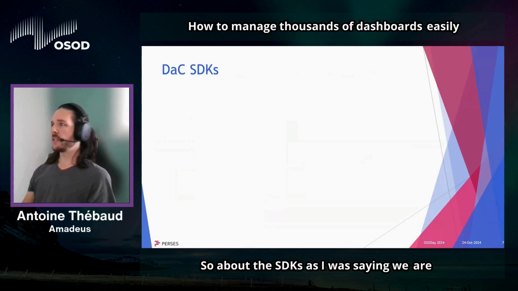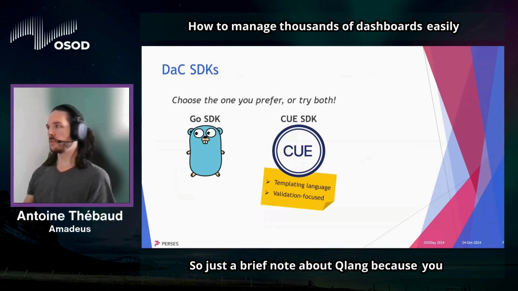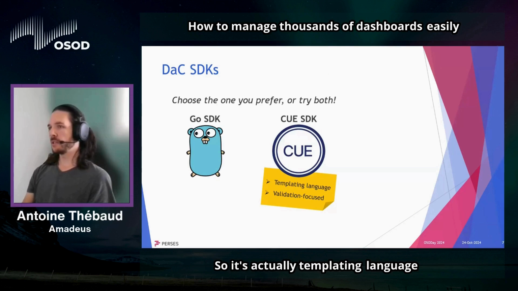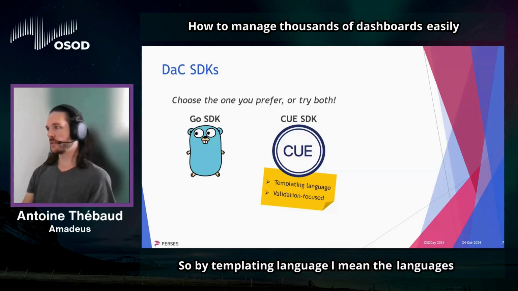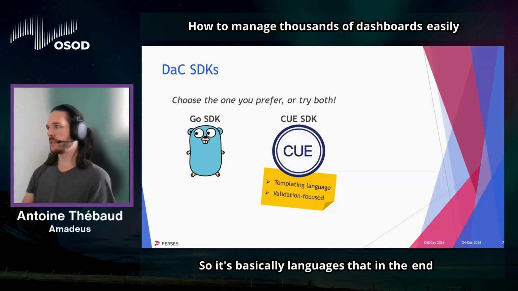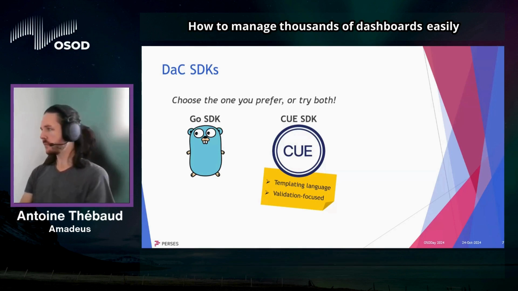So about the SDKs, as I was saying, we are providing two different ones: one in Golang and one in Qlang. Just a brief note about Qlang, because you may not be aware of it. It's not that popular yet. It's actually a templating language. By templating language, I mean languages like Jsonnet or Helm, if you're familiar with them. Basically, languages that in the end generate JSON or YAML output.